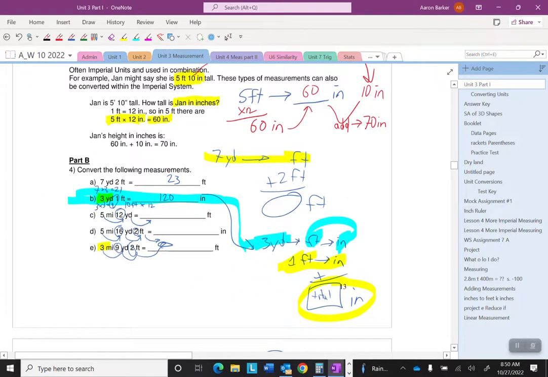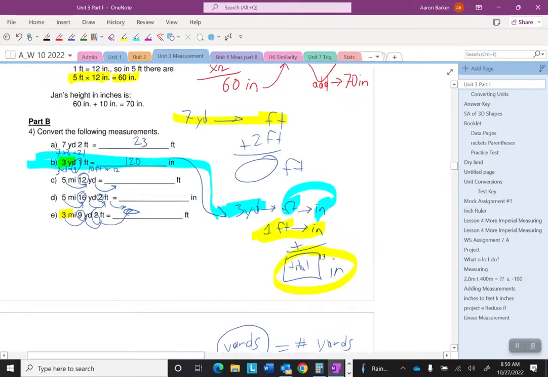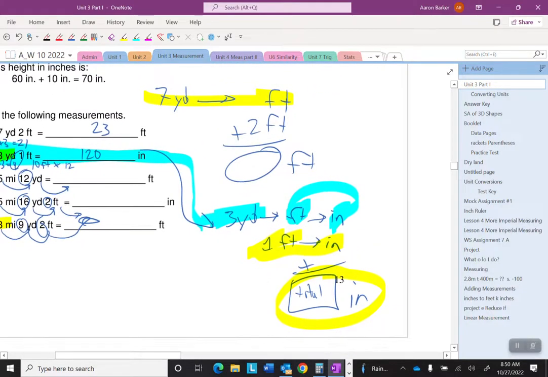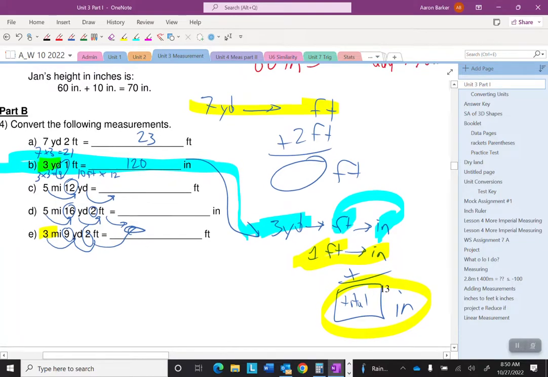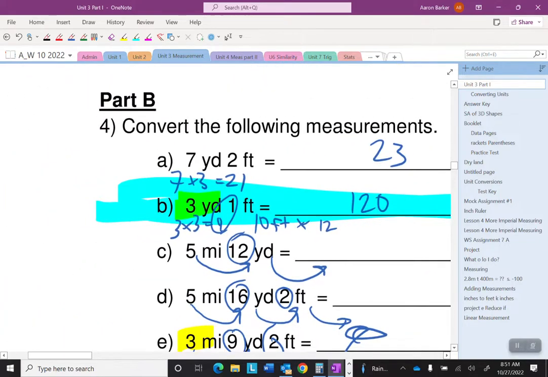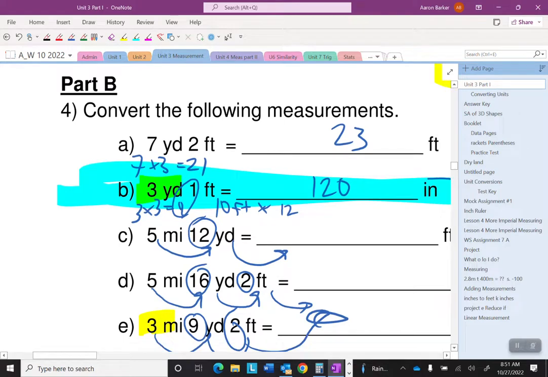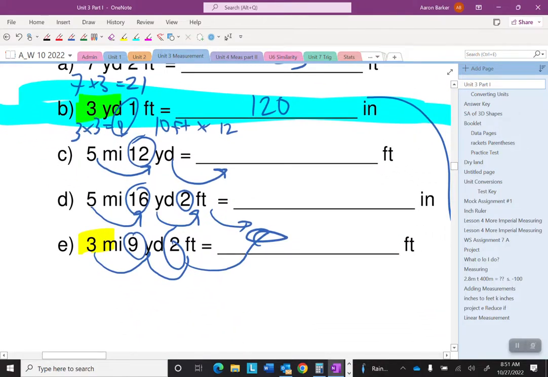So part B is a little bit more complicated. You got to convert each part, the 3 yards and the 1 foot, all into inches, then add them all up. That's a little bit more challenging. Part D, you got to convert your miles into yards, your yards into feet, your feet into inches. So you got 3 conversions.